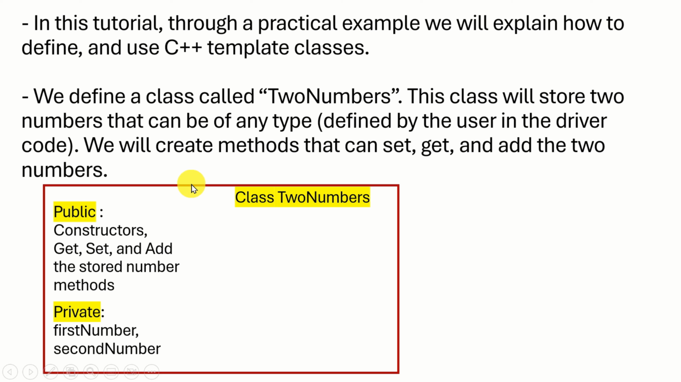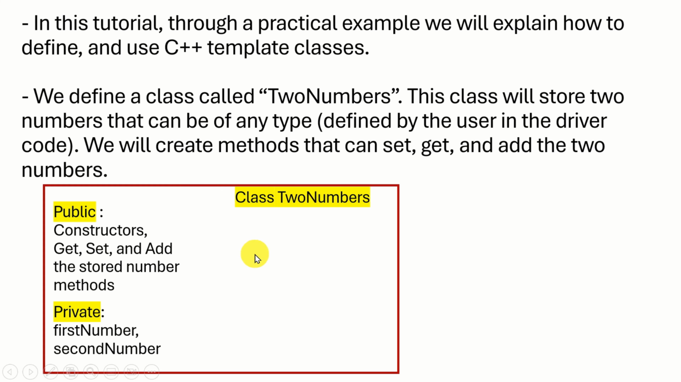Here's the main idea. We will define a class called toNumbers for simplicity. That is, we will stick to a very simple problem that will illustrate the main ideas of defining templates and using templates. And later on, you can expand this example, or you can use the same principle to develop more complex and more realistic template classes. So here's our class toNumbers.